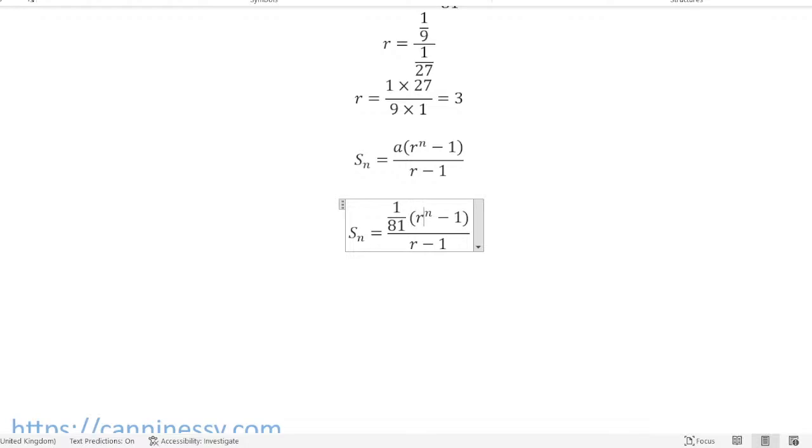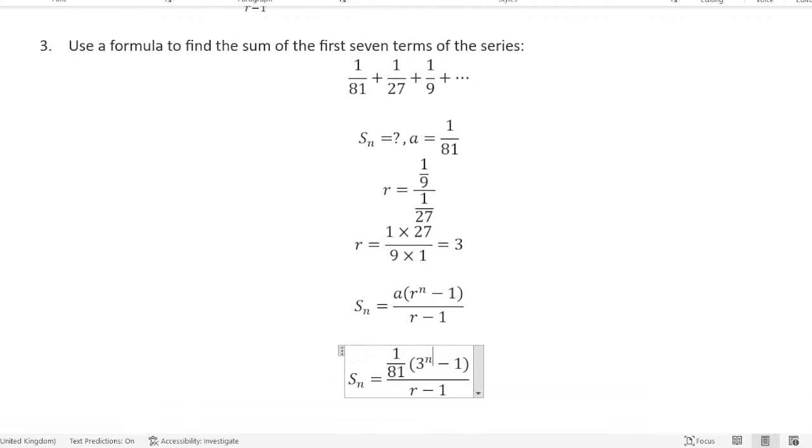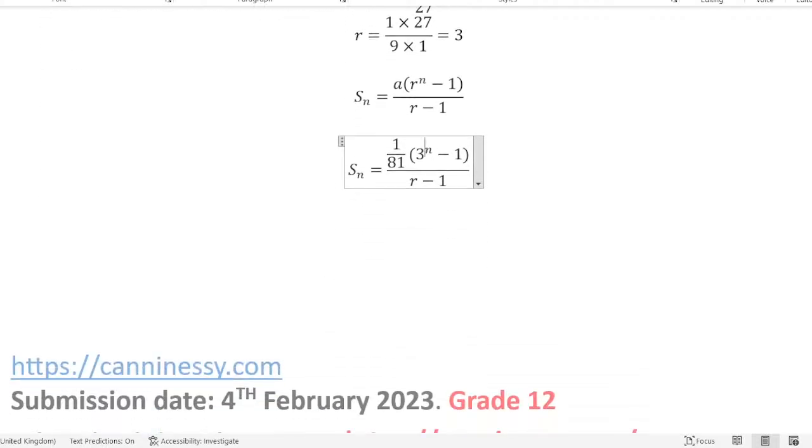Then R. So what is our value of R? R is equal to 3. And what is our value of N? The question was saying use the formula to find the sum of the first 7 terms. So N is equal to 7, minus 1 over R. R is equal to 3.